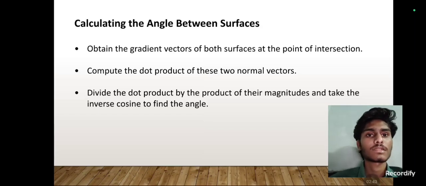Calculating angle between two surfaces. Obtain the gradient vector of both surfaces at the point of intersection. Compute the dot product of these two normal vectors. Divide the dot product by the product of their magnitudes and take the inverse cosine to find the angle.